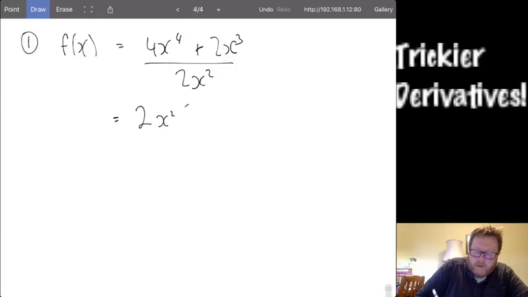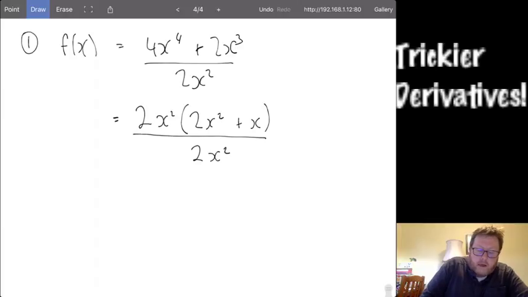What does that leave me with? Well, that leaves me with 2x squared here. You can just do the check to make sure. 2 2s are 4. X squared times x squared is x to the power of 4. And I'm going to have x left here. 2 times 1 is 2. X squared times x is x cubed. Over 2x squared. Now that this is in factor form, this and this can cancel out.